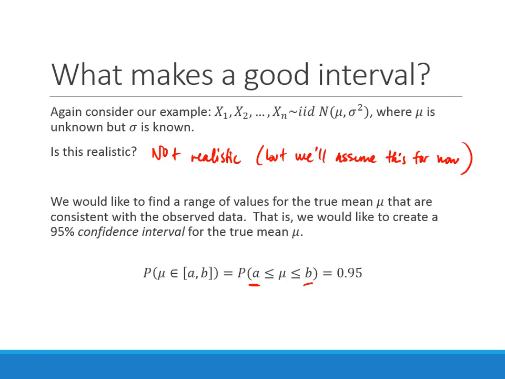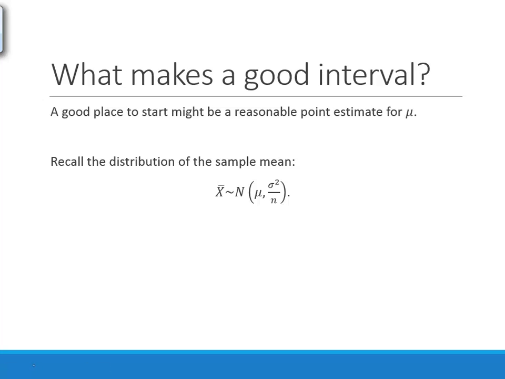Okay, so how can I do this? Well, a good place to start is definitely our point estimate for mu. So this is using what we saw back in chapter 6. Remember that the individual observations, the xi's, were distributed as normal with mean mu and variance sigma squared. And the distribution of my sample mean then is also going to be normal with mean mu and variance sigma squared over n. So this is going back to chapter 5.